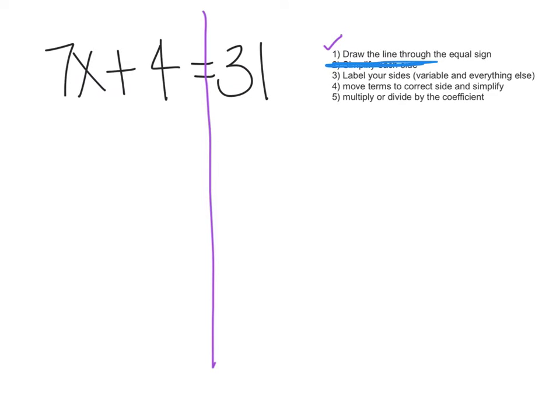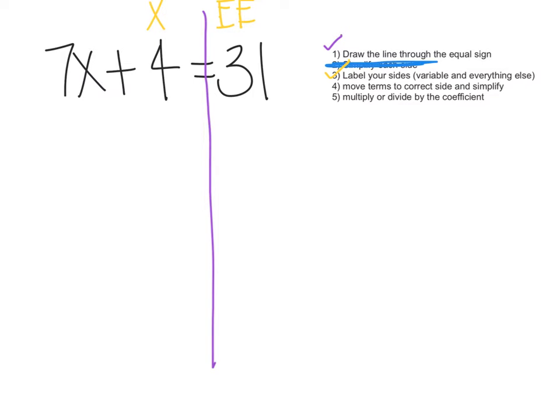Step 3 says I need to label my sides. That means I want to label the side with x's and the side with everything else. That gives me my map or my directions in which I'm going to go. So step 3 is done. I made the left side the x side and the right side everything else.